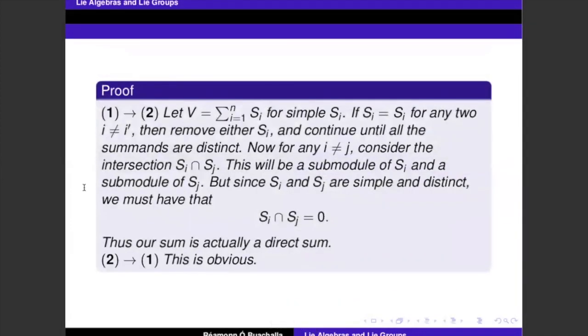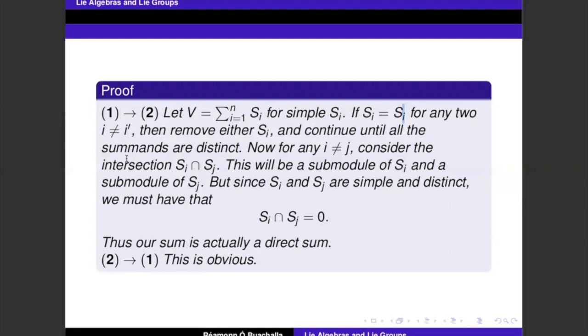1 implies 2. Let V be equal to the span of some simple submodules S sub i. If S sub i is equal to S sub i prime for any distinct i and i prime, then just remove it and continue until all the summands are distinct. Of course, we can always do that. Everything is finite, so there's no issue.